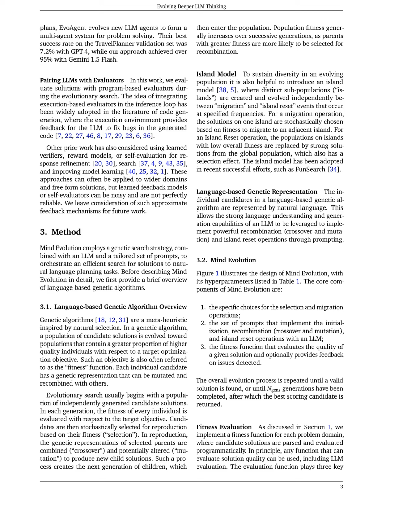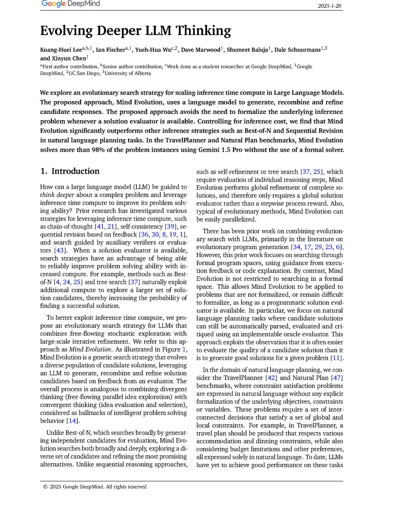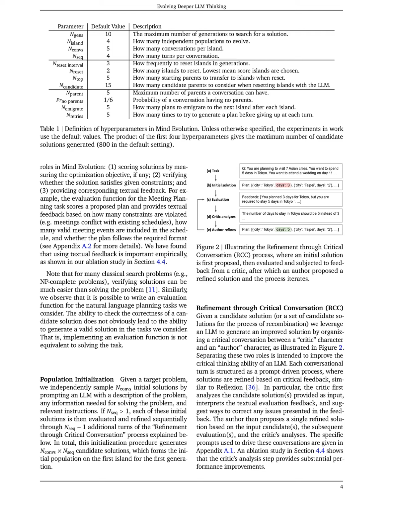The mind evolution algorithm employs a genetic search strategy combined with a language model, LLM, to solve natural language planning tasks. It begins by initializing a population of candidate solutions through prompting the LLM, generating multiple solutions that form the first generation. Each candidate is then evaluated using a fitness function that scores the solutions based on optimization objectives, verifies constraints, and provides textual feedback.